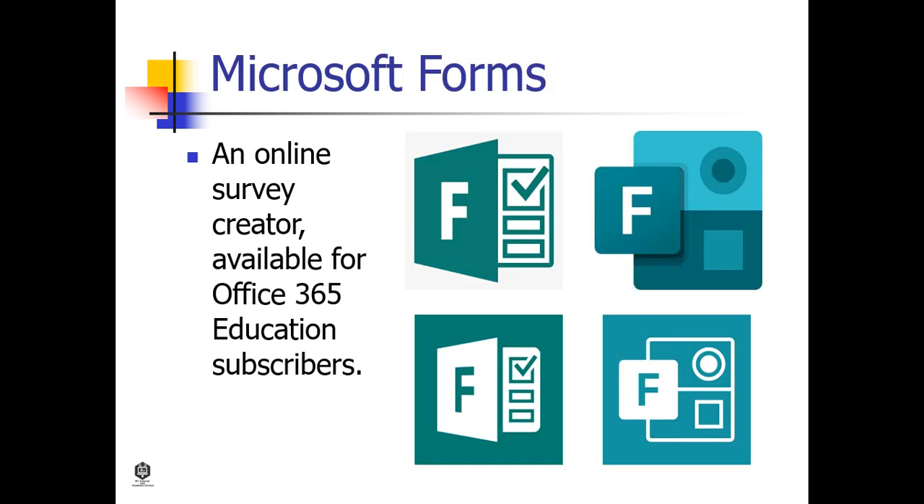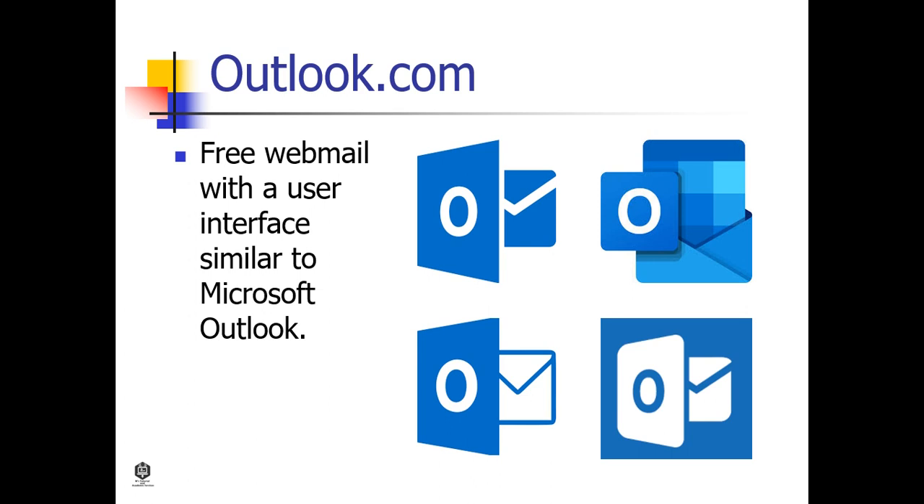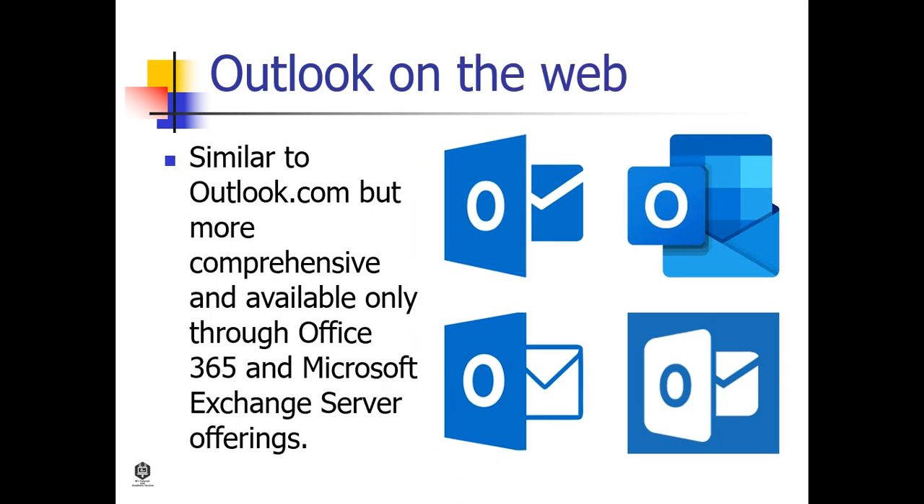The Microsoft Forms is an online survey creator available for Office 365 education subscribers, while the Microsoft To Do is a task management service. Outlook.com is a free webmail with a user interface similar to Microsoft Outlook. The Outlook on the web is similar to Outlook.com but more comprehensive and available only through Office 365 and Microsoft Exchange Server offerings.